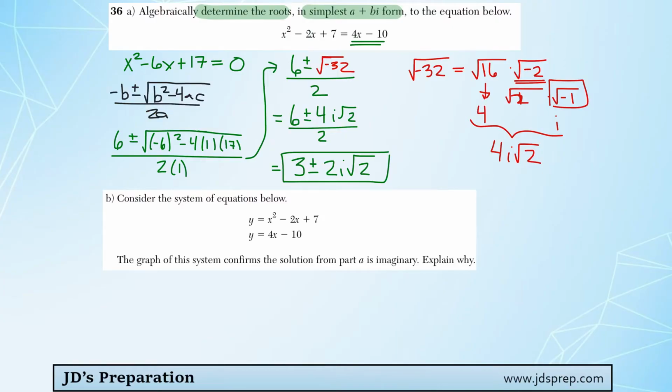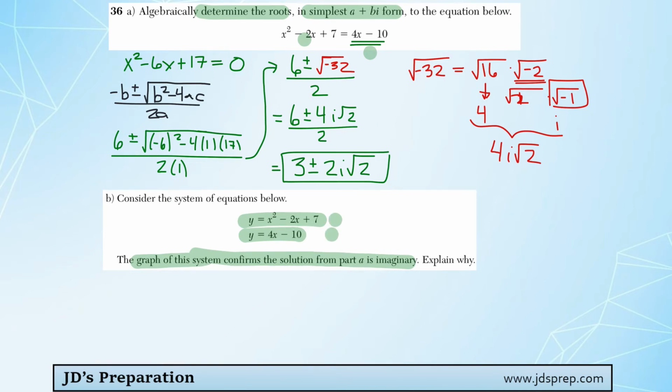For the last part of the question, it says to consider the system of equations below. You'll notice that both of these match the left and right side of the equation above. And it says that the graph of this system confirms the solution from part A is imaginary and to explain why. Well, when you solve a system of equations graphically, what you're doing is looking for their points of intersection, where these two graphs would intersect.